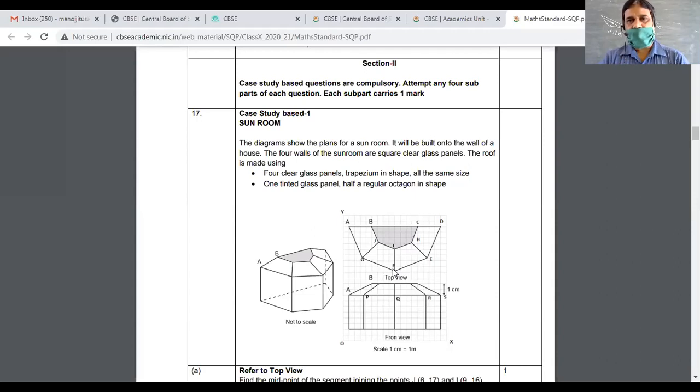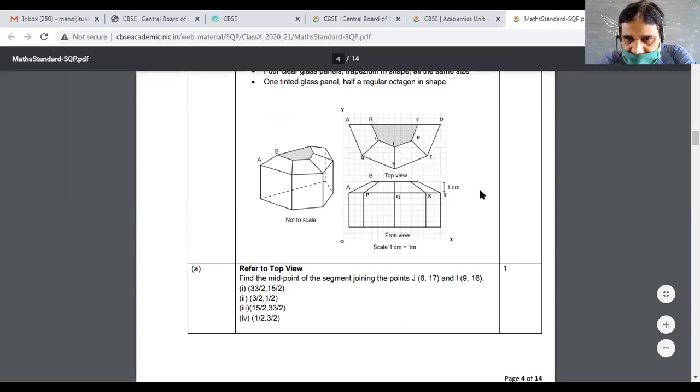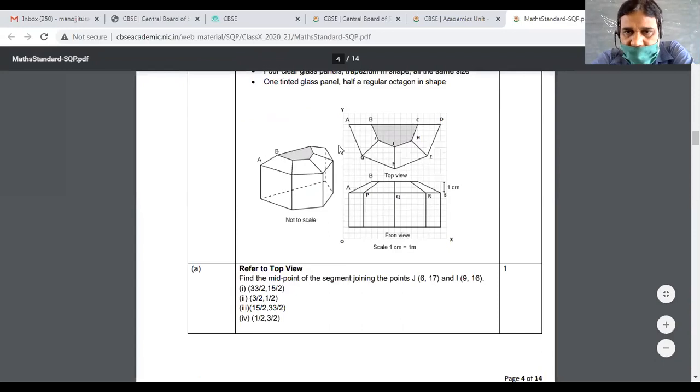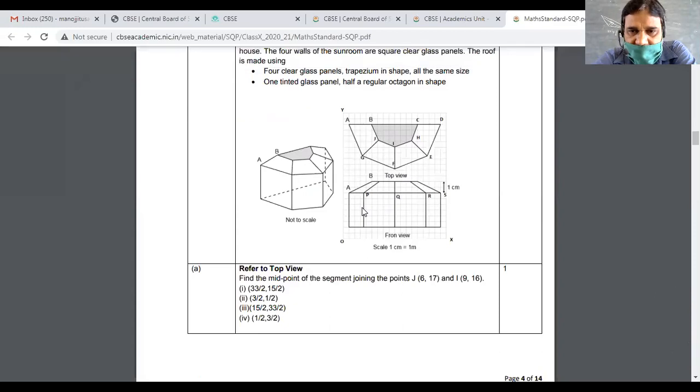So this is about a sunroom. The main intention is that you will get a clear idea about what a sunroom is, then how mathematics is related to it. Based upon this there is a graph. This is plotted in a graph that is not seen here. Actually over a graph, this top view and front view are drawn. Then based on this the questions are like this.